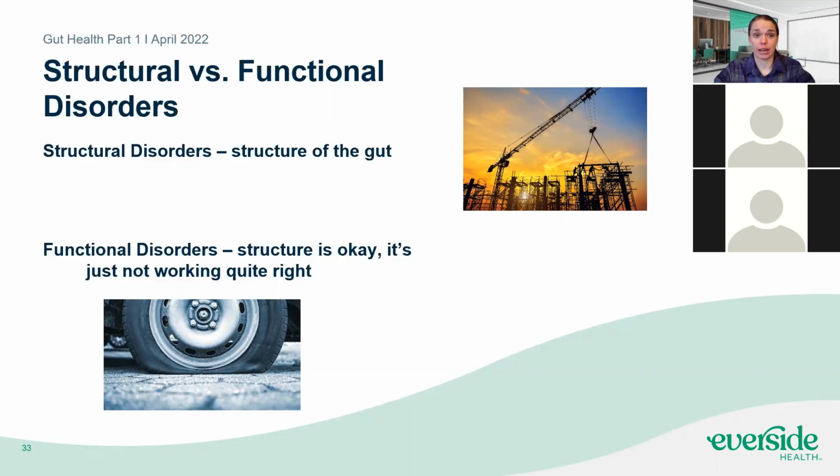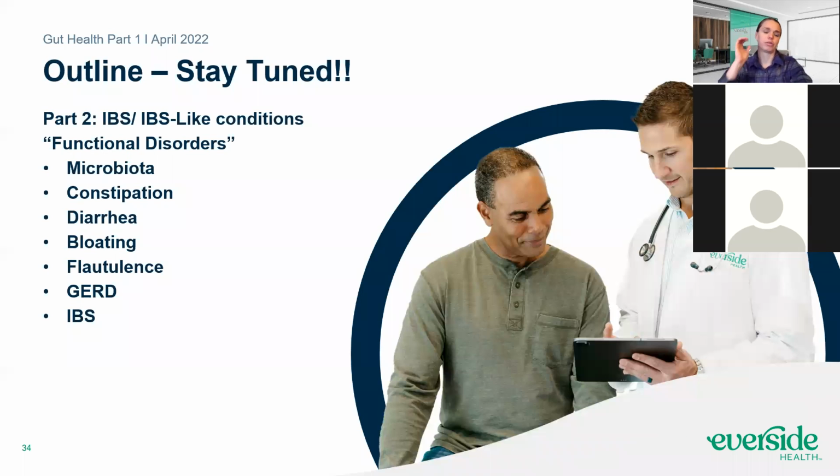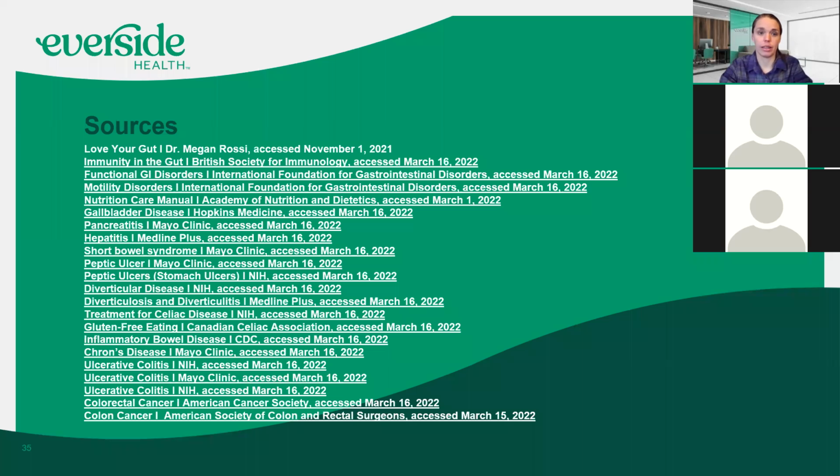Structural disorders, again, next time we're going to be getting into functional disorders. So the structure's okay, but things aren't working quite like they should. You're still having some of those symptoms, even though nothing's inherently wrong with the structure. It doesn't mean that there's air in the tire, but there are some things that we can do. We're going to be getting into, again, microbiota, constipation, diarrhea, bloating, flatulence, GERD, IBS. These are some different sources. That's going to be in the fall.